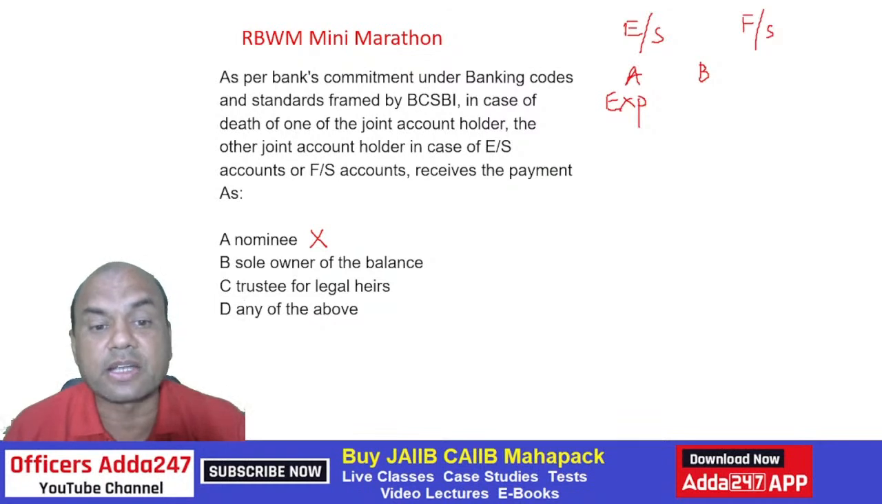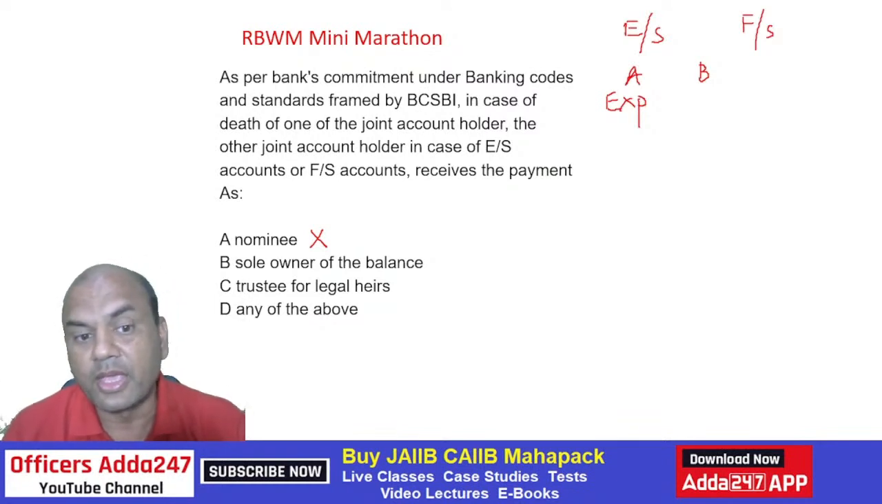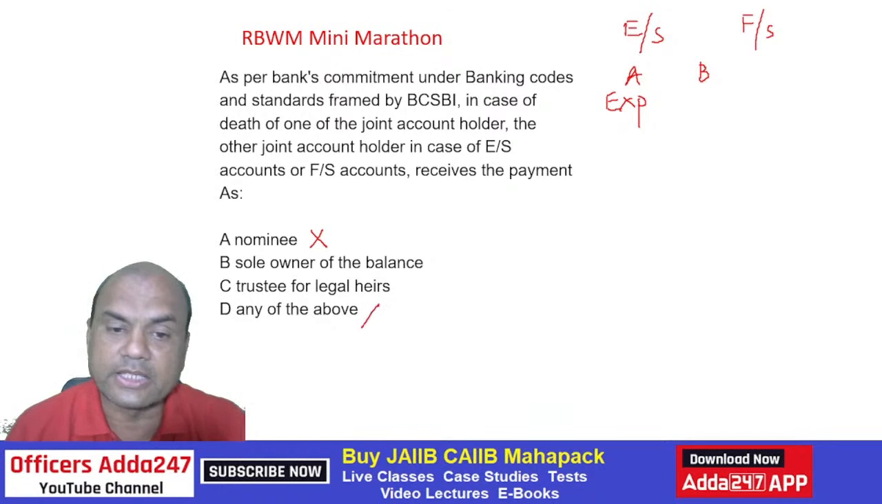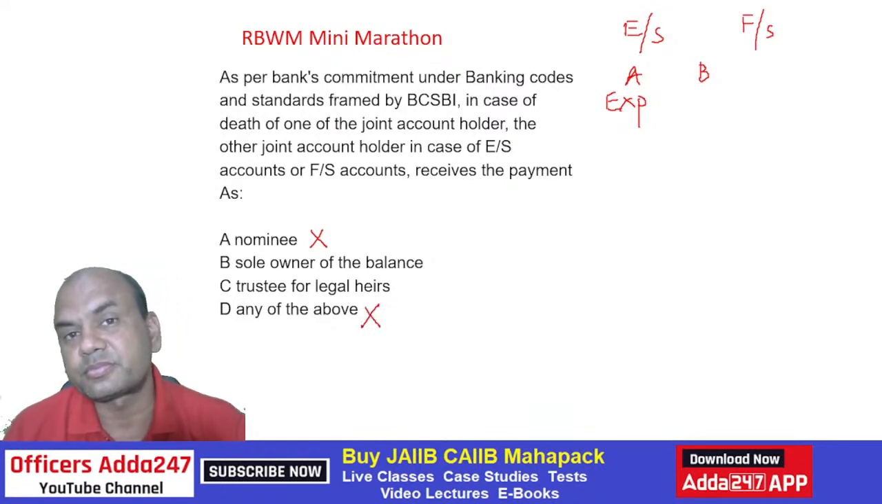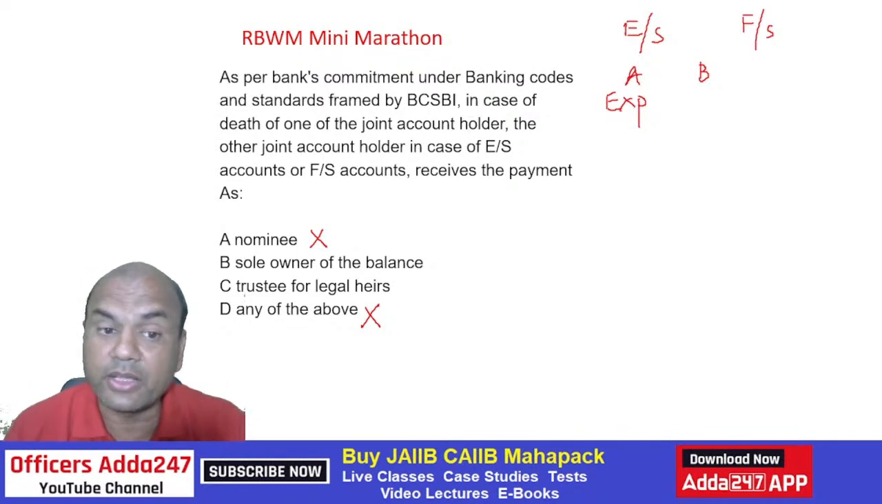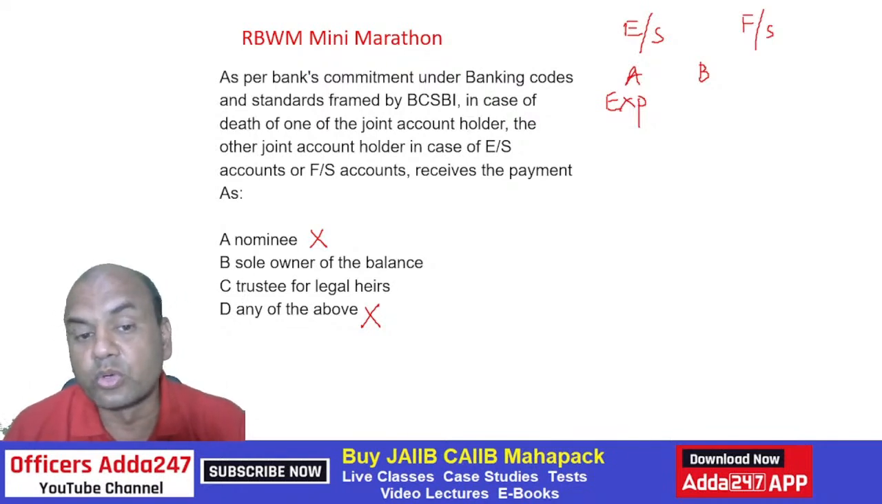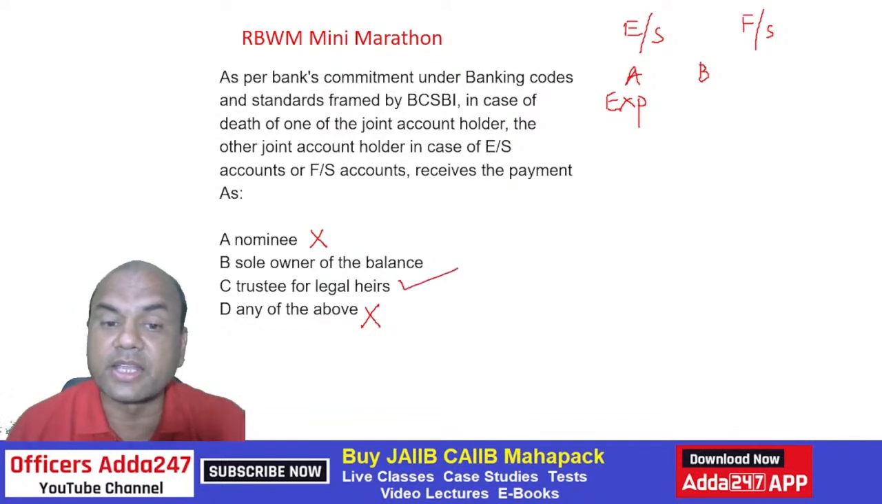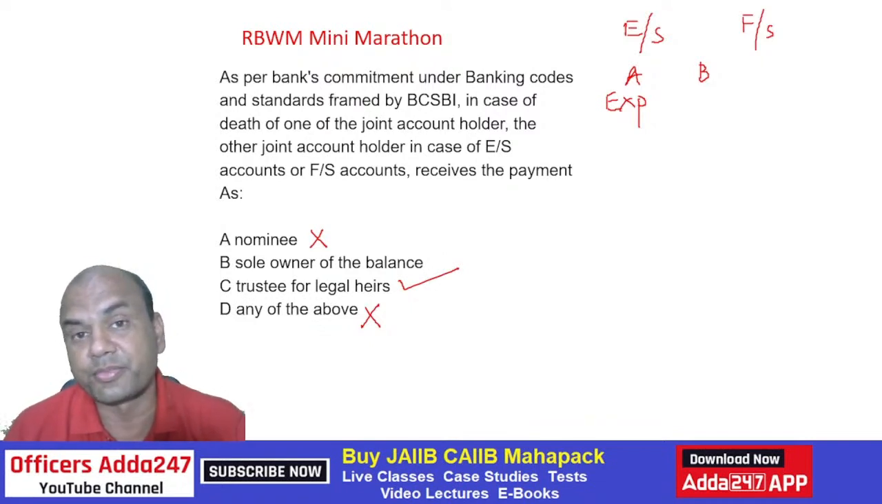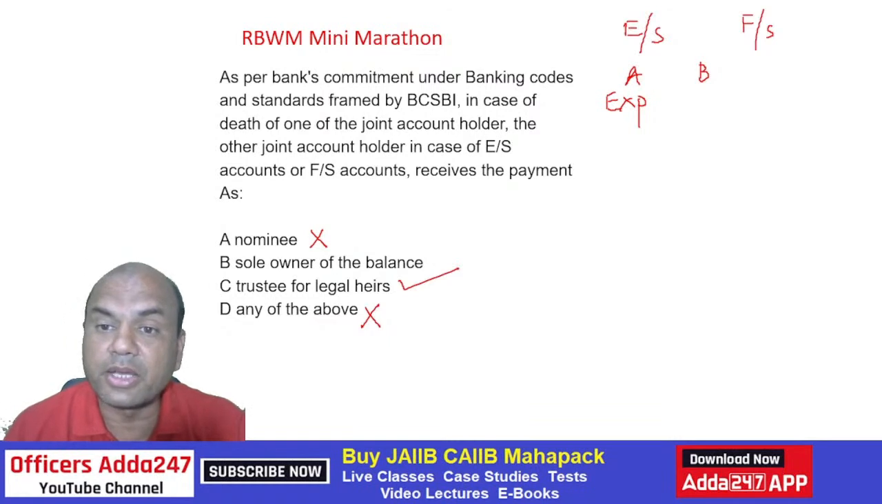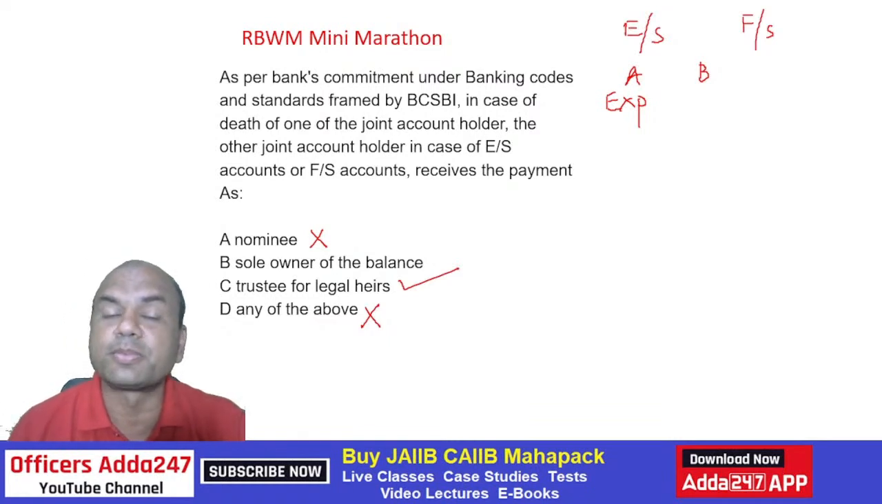Sole owner. Second is trustee of the legal heirs, and any of the above. I'll just give you the hint. A and D are out. So the answer is only B or C. Now give me the answer. Is it B or is it C? Sole owner or trustee? Understand, it is trustee, trustee of the legal heirs. B gets the amount as a trustee of the legal heirs. This is very important. B does not get the funds as an owner of this account.